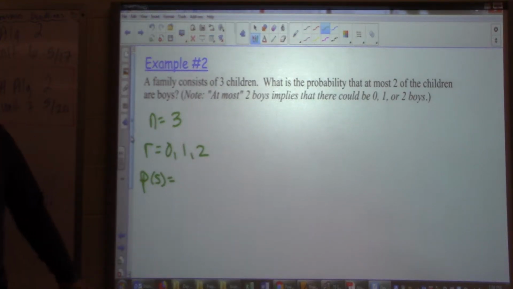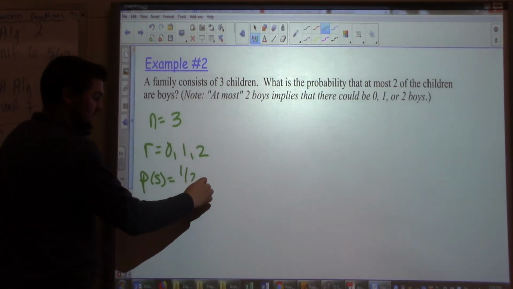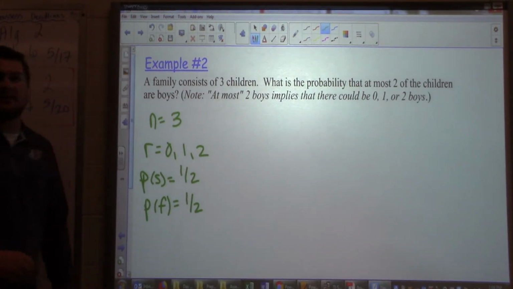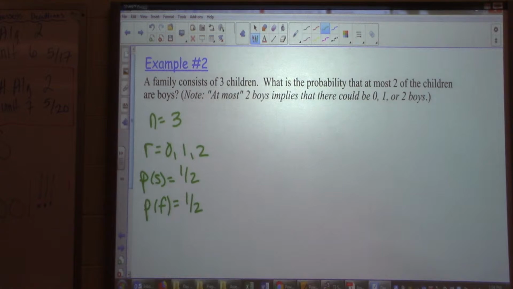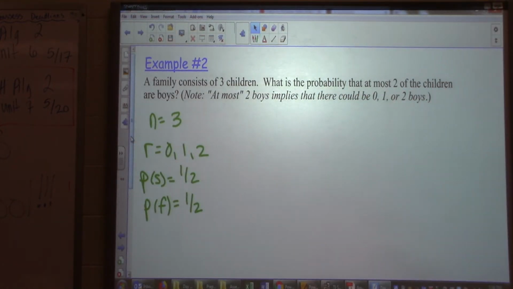Probability of success. What's the probability of having a boy? For the sake of this argument, we're going to have boys or girls. Okay? What's the probability of having a boy? 50% or 1/2, right? You have a boy or a girl for the sake of this problem. So the probability of failure then is 1/2. We'd be having a girl. Go ahead and try it. Do the problem. Let's see what you get. If you're stuck, let me know.